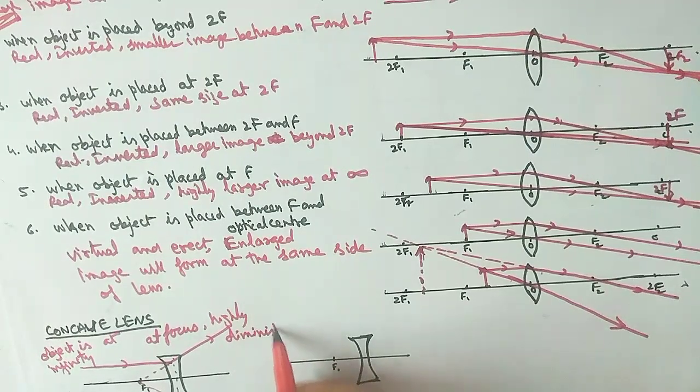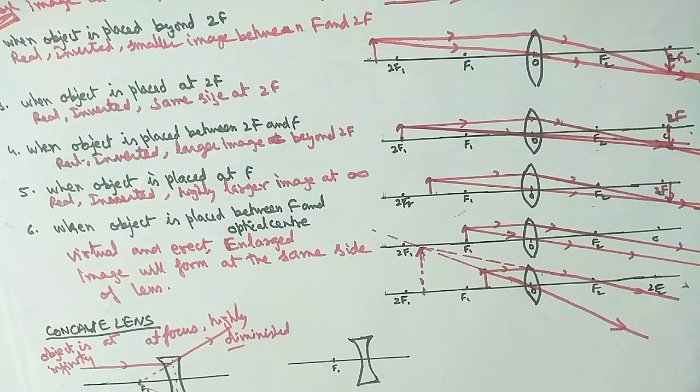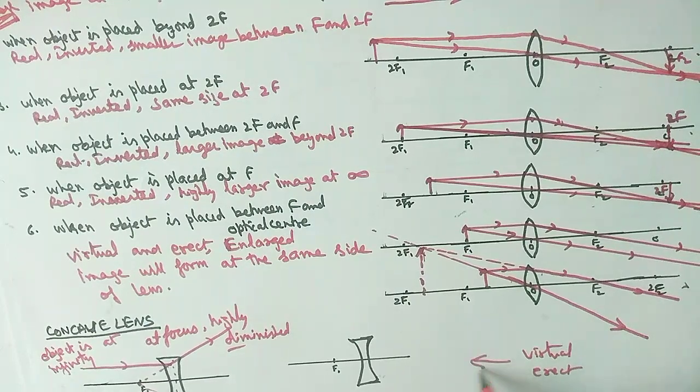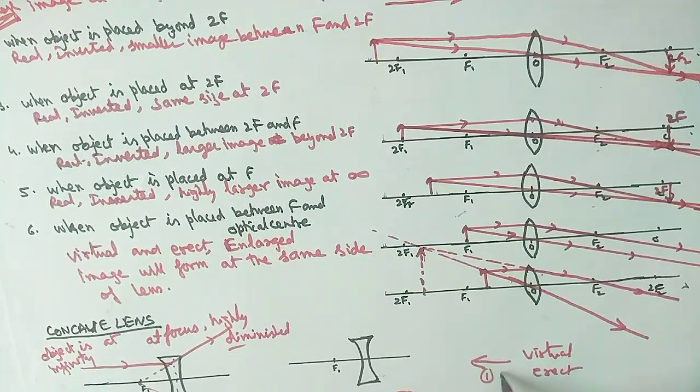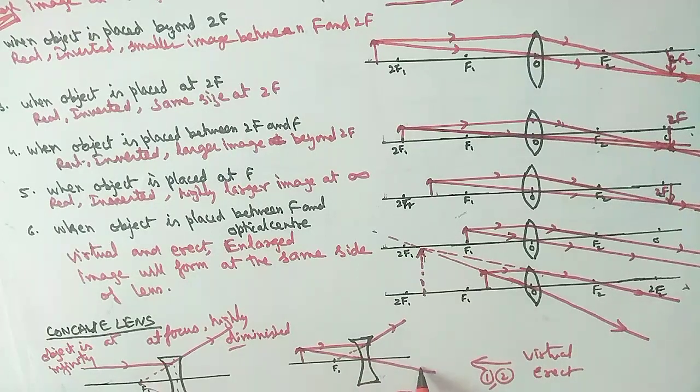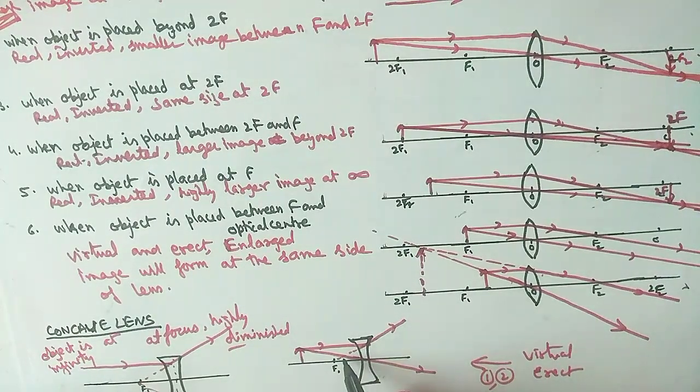In both the first and second cases, the image is always virtual and erect. See the second case, when the object is placed anywhere except infinity. The first ray will appear to come from the focus, and the second ray passes through the optical center. At the intersection of these two lines, a smaller image will be formed here.